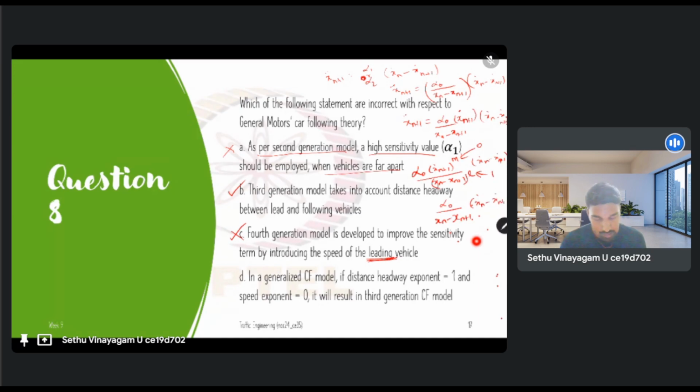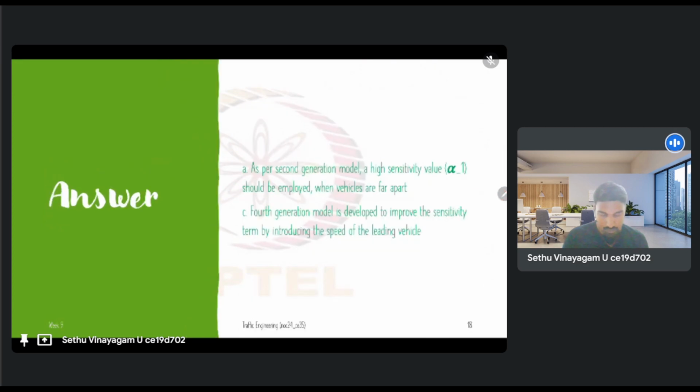So this is exactly the same as your third generation model, right? Only the spacing is there in the sensitivity, the speed of the follower is not there. So for this combination of the exponents, it will become the third generation model, because the fifth generation is a generalized model, right? For different combinations of the exponent values, we can get the different models that we already have, and some other models as well. So therefore, out of the four, only options A and C are incorrect.